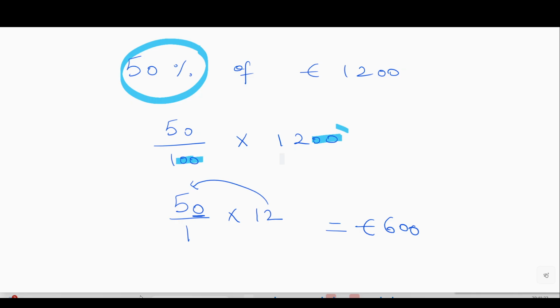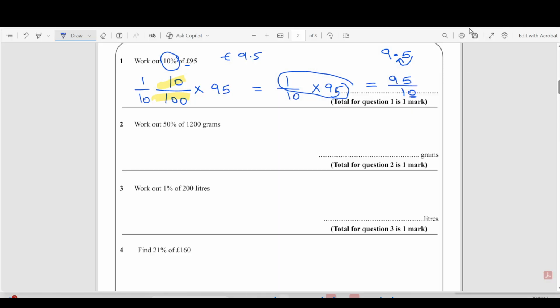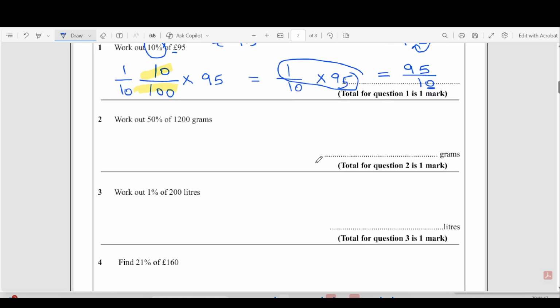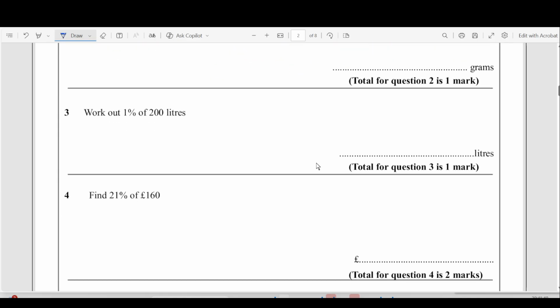Is that clear? And we even know, because 50% means one half. If we just do the half of 1200, we get 600, right? So our answer is correct. So explain to me how you would do number 3. What are the steps I will be doing on my screen?